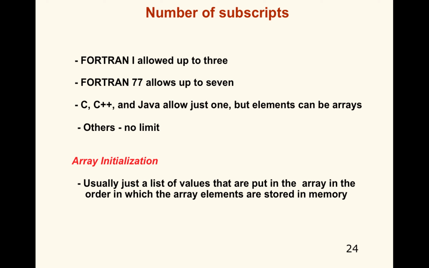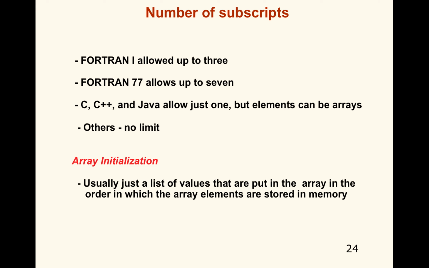In terms of the number of subscripts, Fortran allowed there to be 3. Fortran 77 had up to 7. C, C++, and Java allow just 1, but elements can be arrays themselves. So you can stick an array inside of an array. These are the number of subscripts. So you have 1 item, and they're integer items, or integer subscripts. So you have 1 item for 0, 1 item for 1, but you can stick an array inside of an array, which makes a double array or a triple array. So you have rows and columns and sheets. So yeah, you can nest them together.